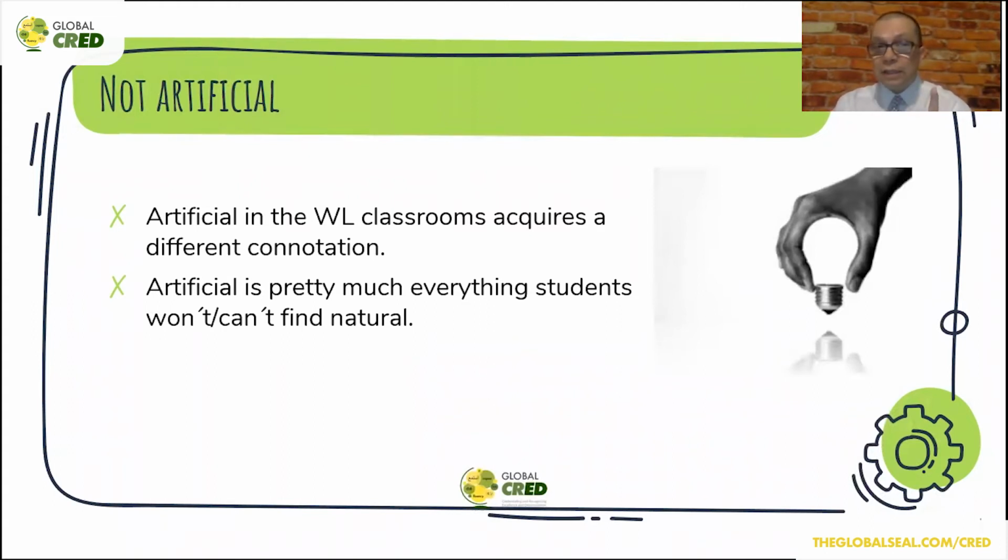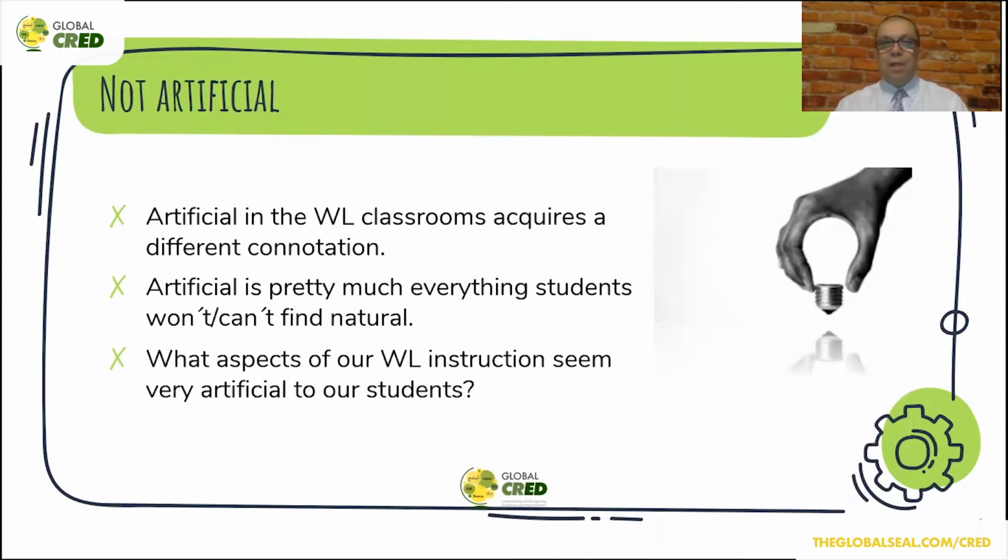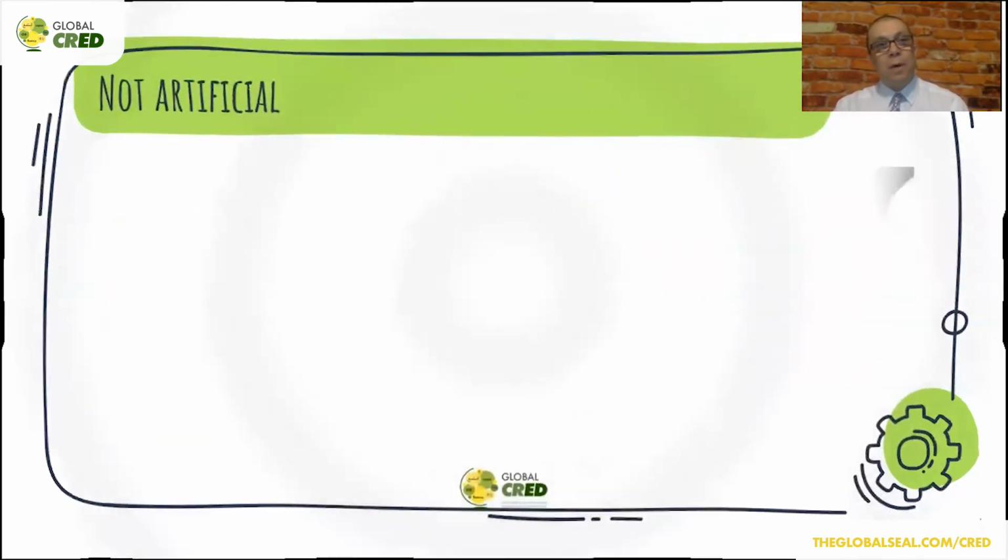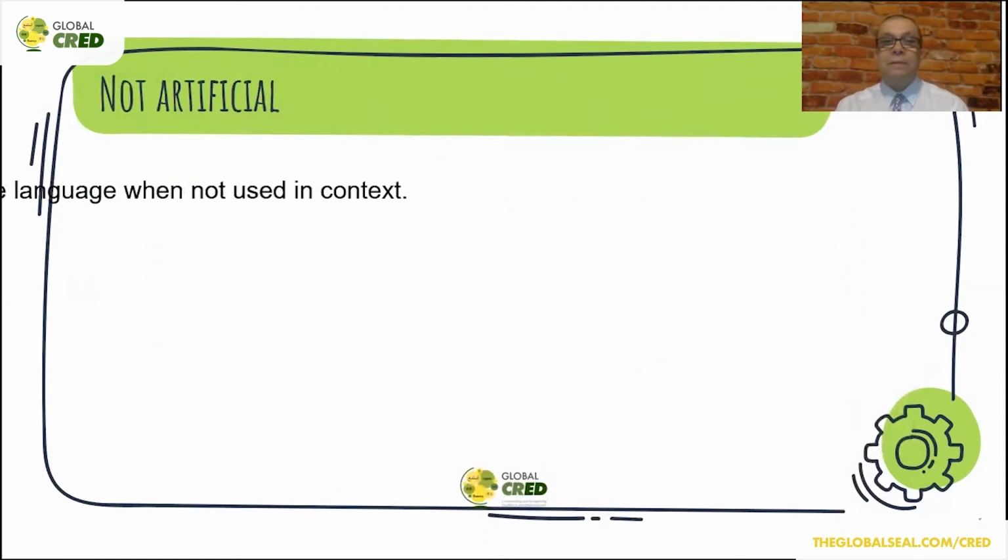So for the students, something artificial in the second language classroom is anything that they can't find natural. So what aspects of our second language teaching or instruction seem very artificial to our students? Well, let's keep talking about this.